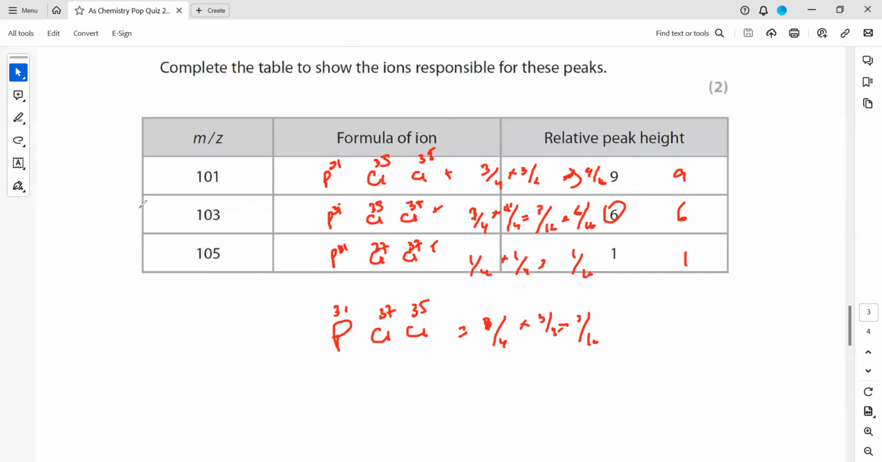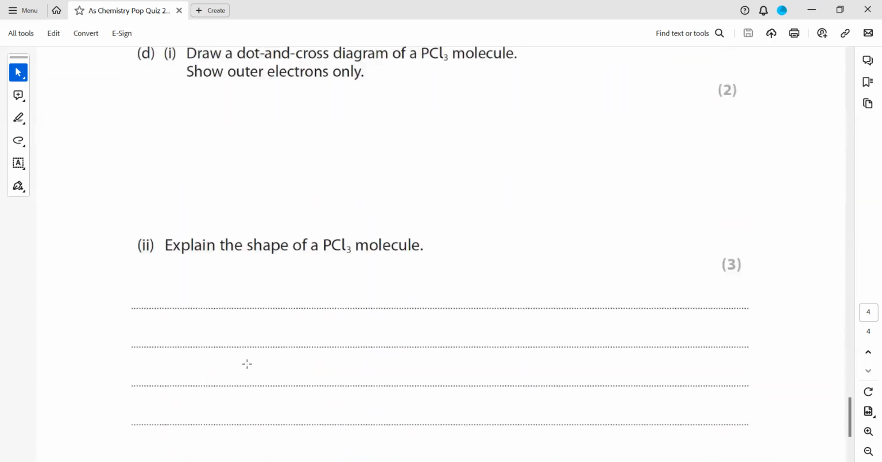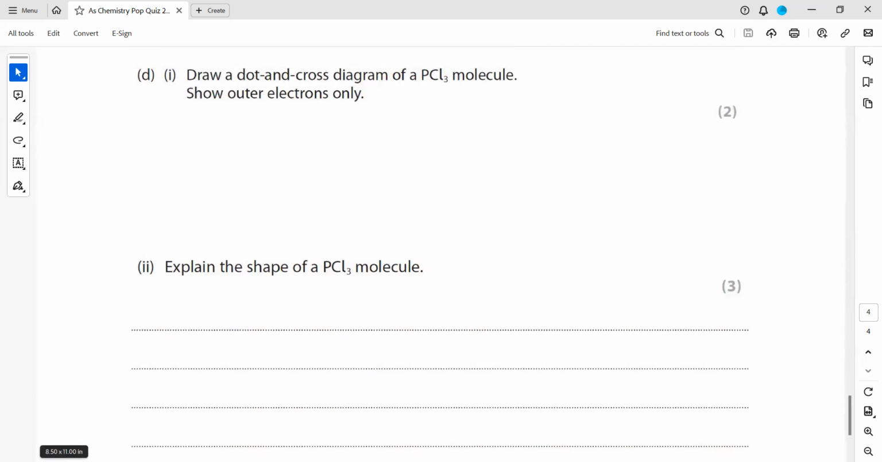Because two possibilities are there: maybe the first chlorine is 35 and the other chlorine is 37, or maybe the first chlorine is 37 and the other chlorine is 35. As a result, this peak will be twice. That's why the ratio for this one is 3 by 16, and the ratio for this one is 3 by 16. So what will be the sum of their ratios? It will be 6 by 16. Is this clear, how we worked out the ratios of the peaks? Any doubt in this part two?